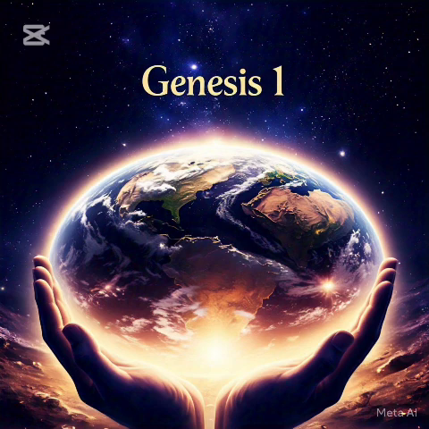Day 5, Sea Creatures and Birds. Genesis 1:20-23. God creates sea creatures and birds, populating the oceans and skies. This represents the diversity of life on Earth.